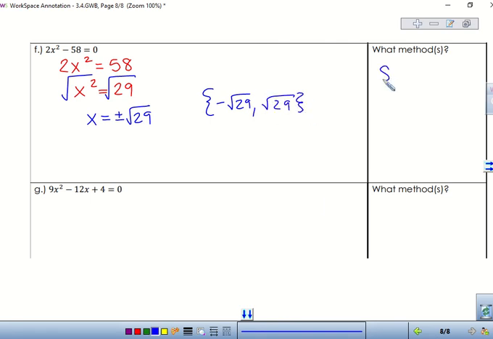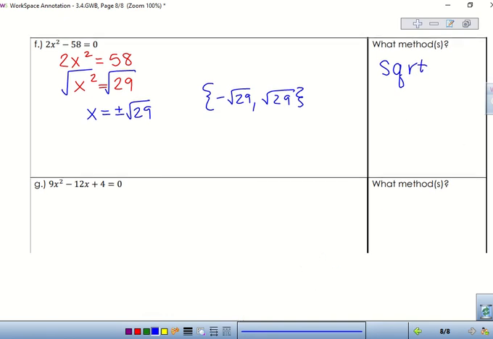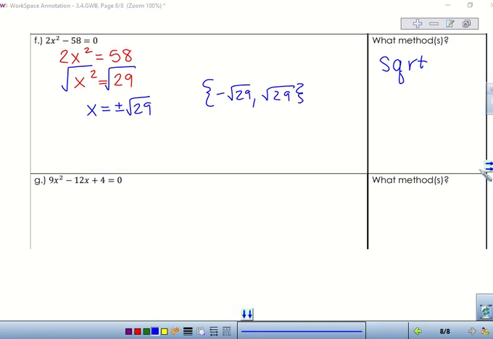And can we use the square root method? You could just put plus or minus square root of a number. Yes, but you have to be aware that they're two separate solutions.